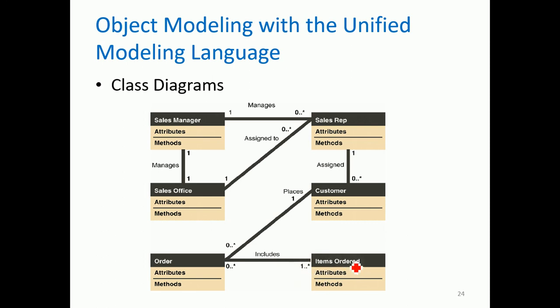And at the same time, one or more items ordered are included in zero or more orders because, of course, items ordered have instances, so they can be included in zero or more orders. So this is an example of a class diagram. You have to take note of the cardinality and the relationships between the classes.